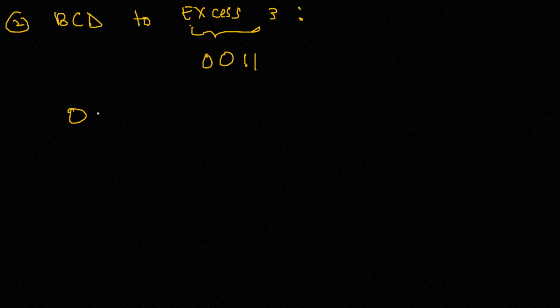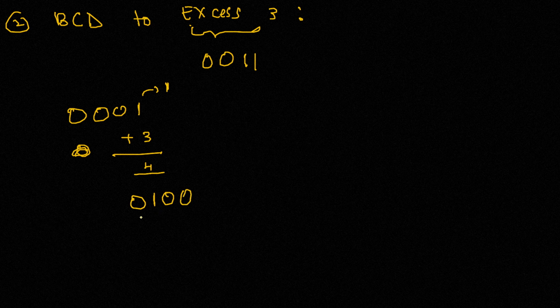So let's say we have 0001. This is the representation for 1, right? So how do we represent it in XS3 is we need to add 3 to this, which gives us 4. So 4 is written in binary as 0100. So this is the XS3 code for 0001. Whatever number you have, you just need to add 3 to it and write it in binary.